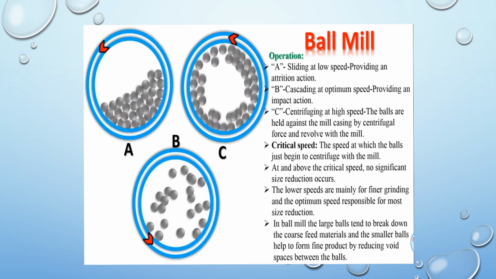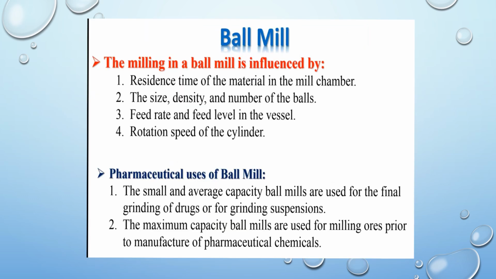Finally, in a ball mill, the large balls tend to break down the coarse feed materials and the smaller balls help to form a fine product by reducing white space between the balls. Some of the factors influencing the ball mill method are the size, density and number of the balls, residence time of the material in the mill chamber, rotation speed of the cylinder, feed rate and feed level in the vessel. Nowadays, ball mill method is used in pharmaceutical industry.